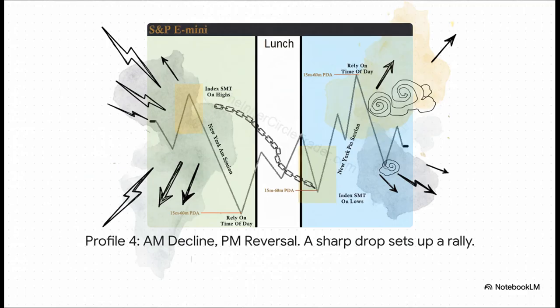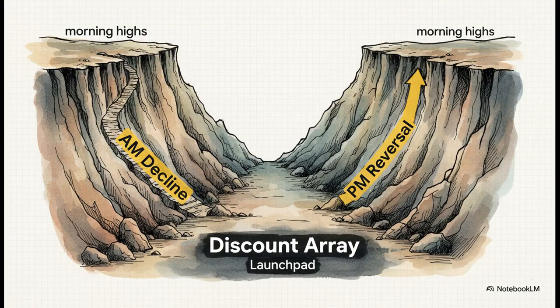And here we have the opposite scenario, the AM decline, PM reversal. A sharp drop in the morning creates the perfect conditions for a powerful V-shaped rally in the afternoon. For this profile, the morning session offers a short trade after we see bearish SMT at the highs. The downside target is a significant 15 or 60-minute discount array. And just like before, this array is the key. It acts as the launch pad. Once price hits it, we look for bullish SMT at the lows to signal the reversal. From there, we go long, anticipating a rally that will attack the highs from the morning session.